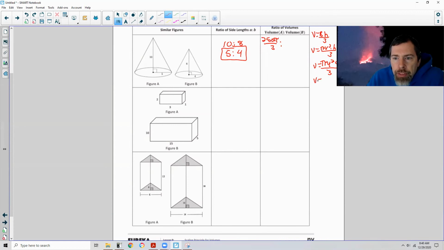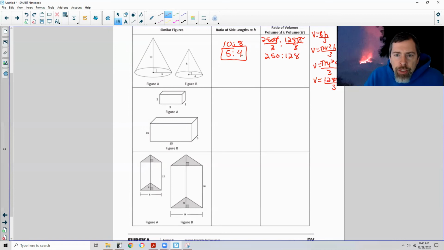So the volume is 4 squared, which is 16, times 8. Okay, 16 times 10 is 160, minus 32 is 128. So I get 128 pi divided by 3. Okay, these reduce. The pi over 3's cancel. We get 250 to 128.